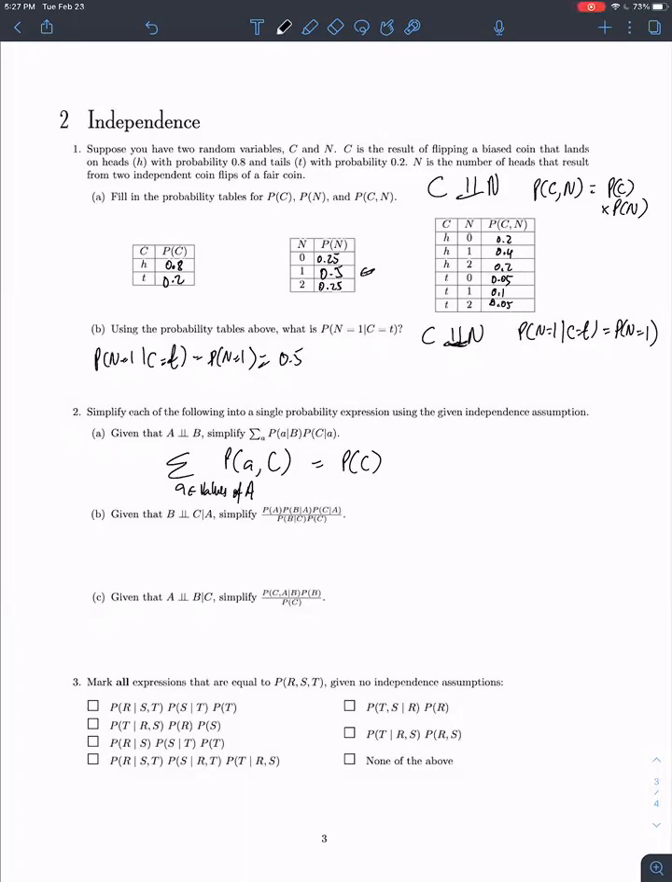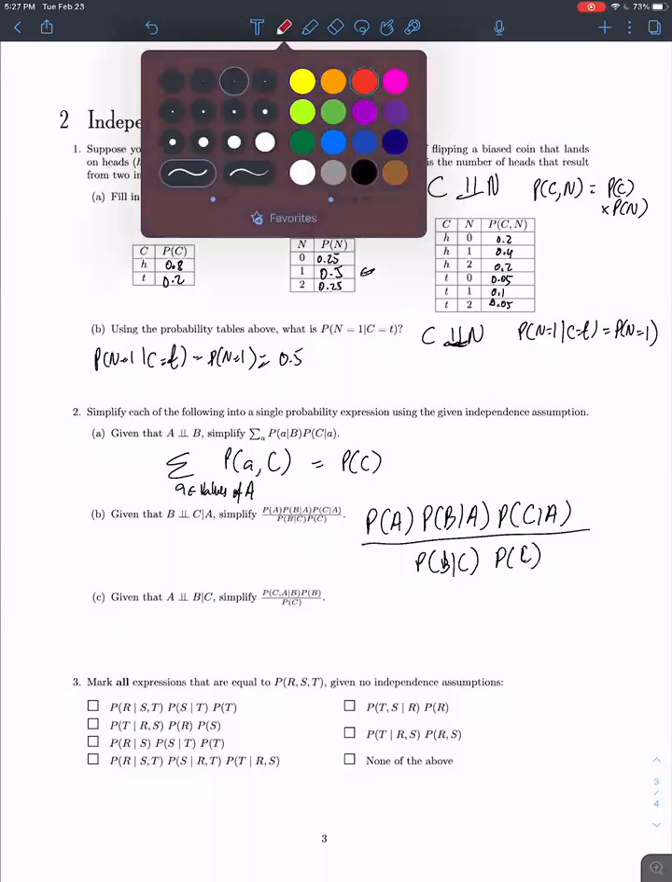I won't. All right, given that B is independent of C given A, simplify this thing, which let's write bigger: probability of A, probability of B given A, probability of C given A, divided by probability of B given C, probability of C. And we know that B is independent of C given A. So we want to look for a thing that has A, B, and C in it.